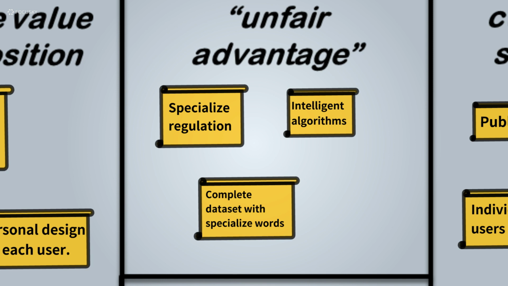So what is the unfair advantage? First, we will have a specialized regulation for the mistakes. We will talk about this later in the problem part. Also, we will have highly intelligent algorithms that no one can copy from us, so we can more accurately get all the mistakes. Also, we need a really complete data set with all the specialized words. This is a special thing in Chinese, that there are a lot of specialized words, so it's hard to use a regular algorithm or regulation to detect whether there's a mistake. We need the data set to check the words.